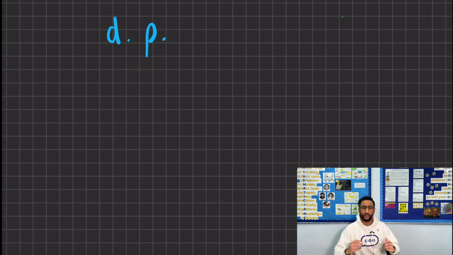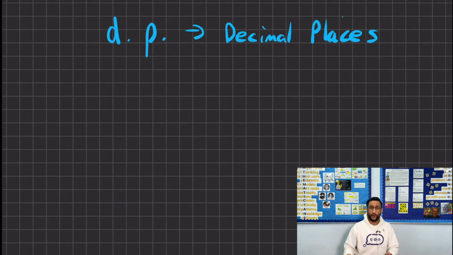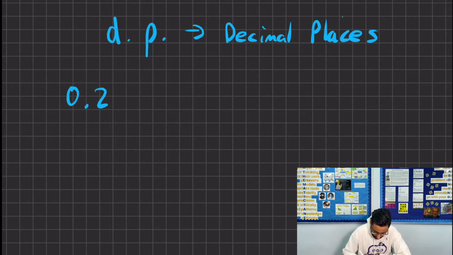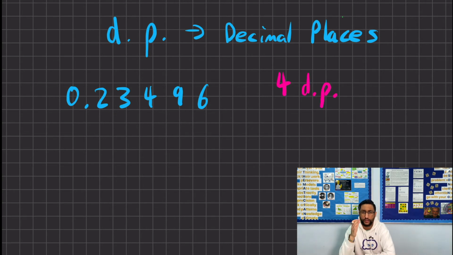So when you do these questions, you'll often see it say dp. It will often say, give your answer to 2dp. What does that mean? Well, this stands for decimal places. And this is where our rounding comes in. So if we had a number that was 0.23496, and it said, round this number to the nearest 4dp, we would find our fourth decimal place.